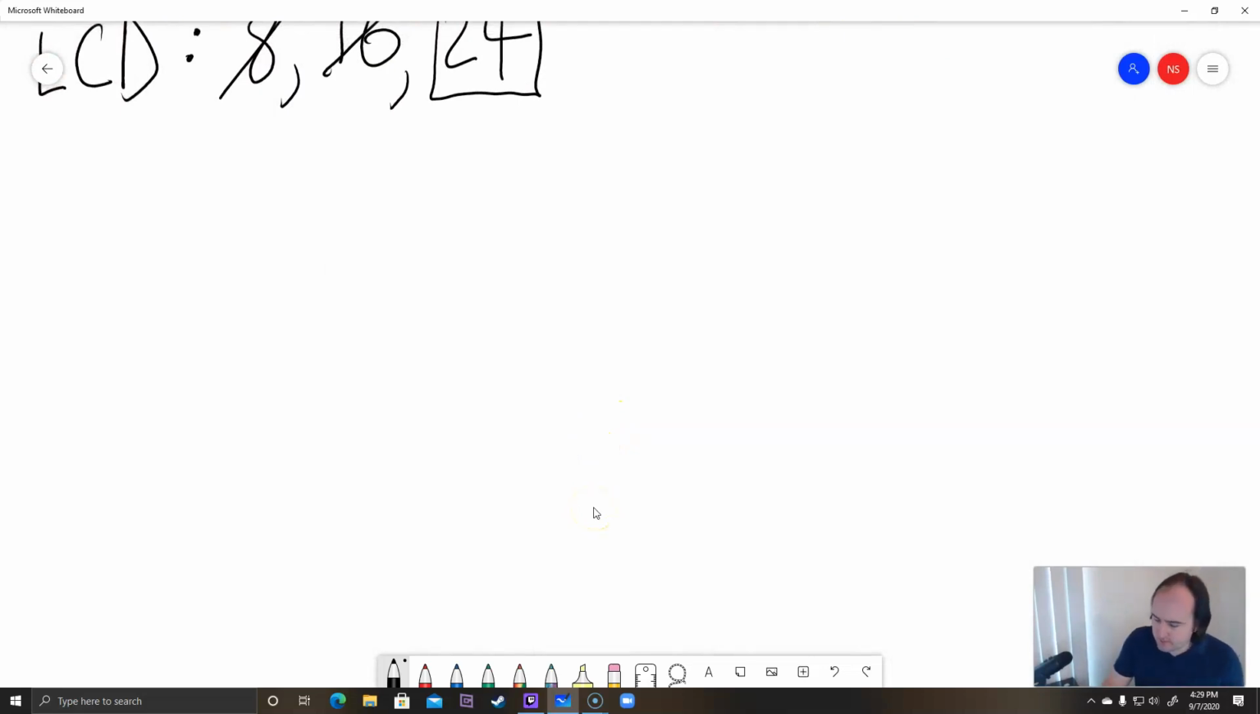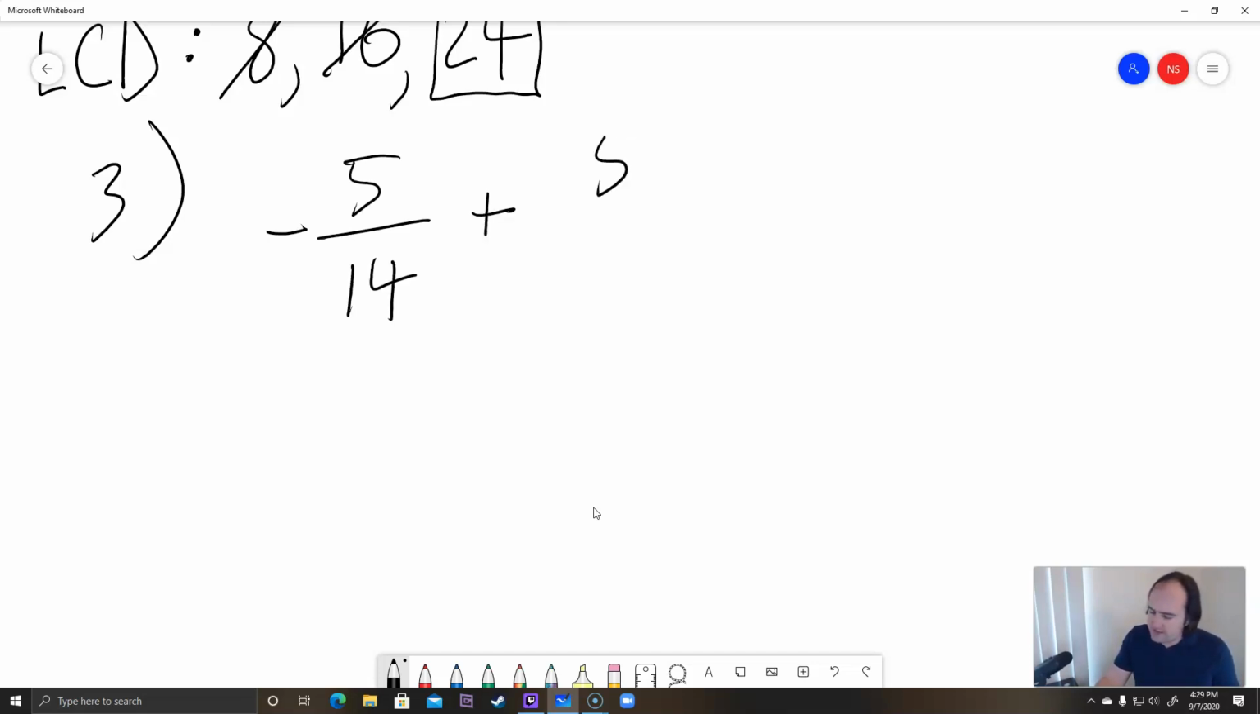Alright, so let's do example number 3. Example number 3. This one is negative 5 over 14 plus 5 over 28. Negative 5 over 14 plus 5 over 28.